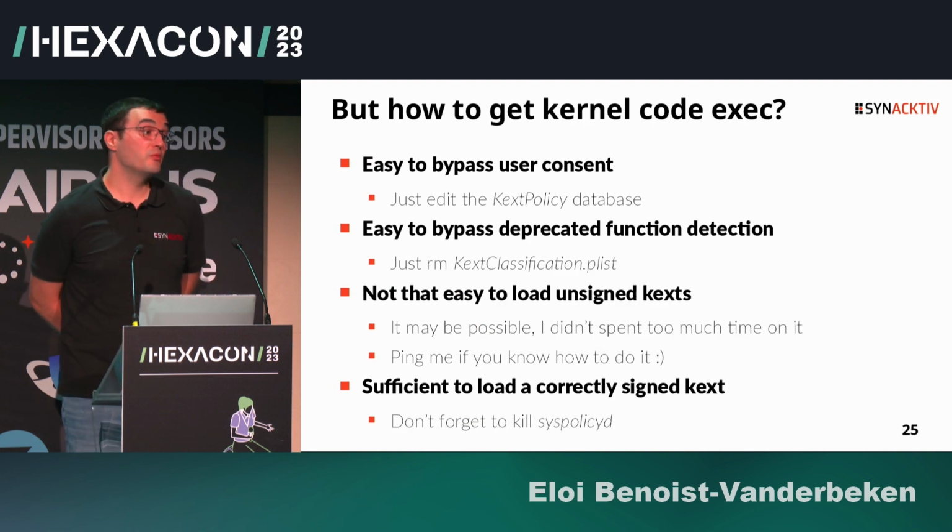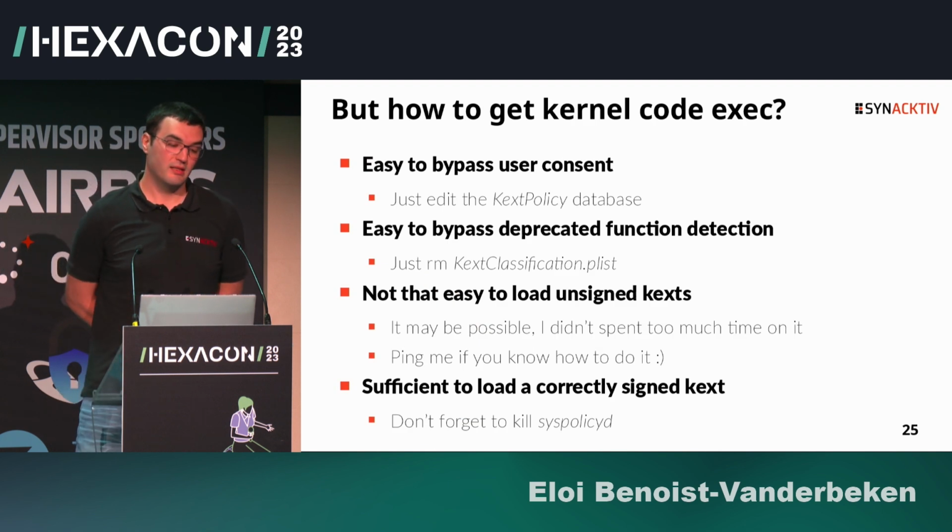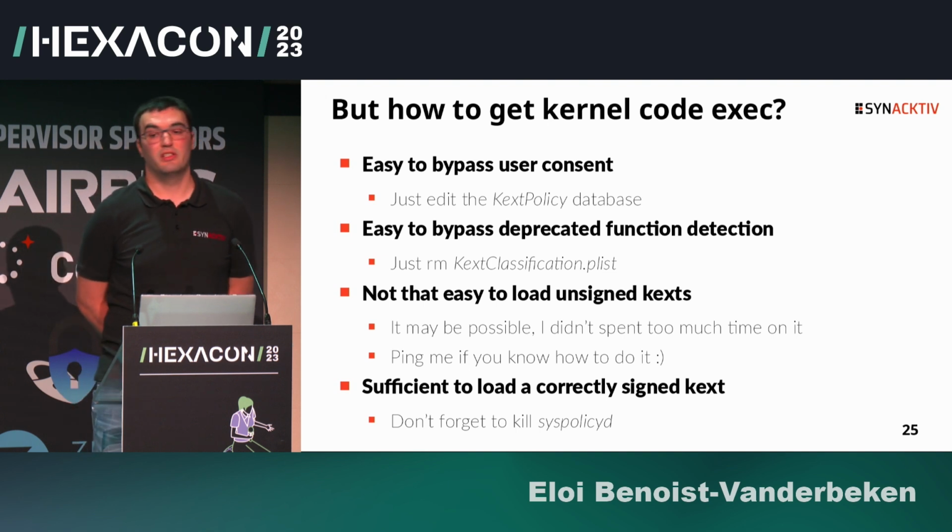So what can we do with this SIP bypass? It's actually very easy to bypass user consent. You just remove the restricted flag and then you edit the TCC policy database. It's easy to bypass deprecated function detection. As I said, you just have to remove or edit the kernel extension classification file, the plist file.